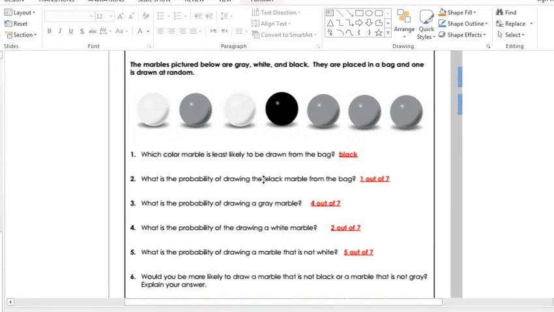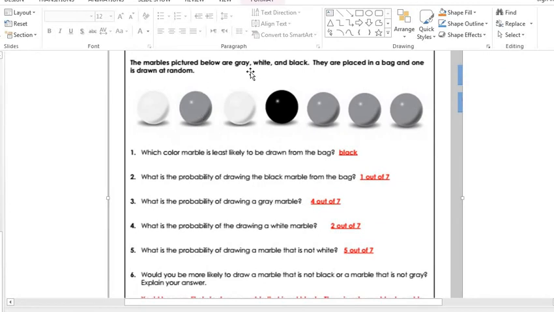Moving to the exercise, the marbles shown below are gray, white and black. They are placed in a bag. One is drawn at random. Which color marble is least likely to be drawn from the bag? Where is the least here? The least means the opposite of the greatest. Okay, here the least, the black one, just one. So I write black.